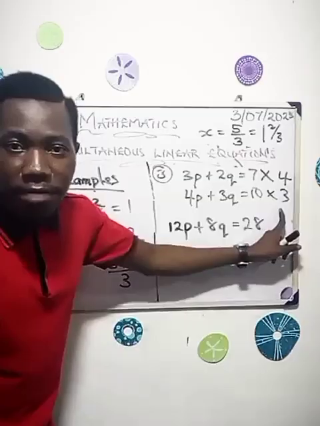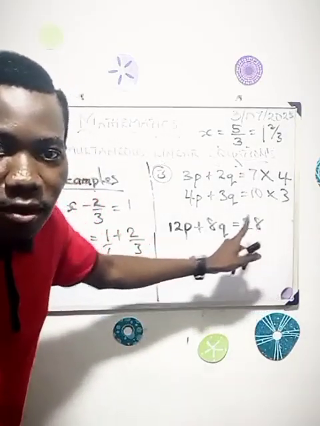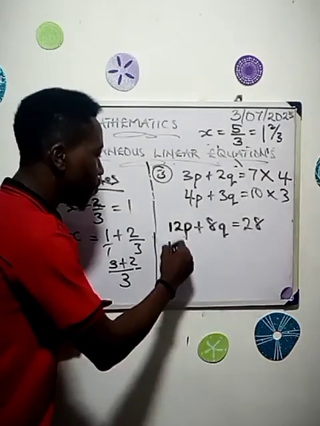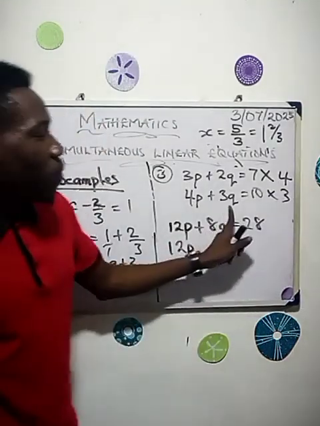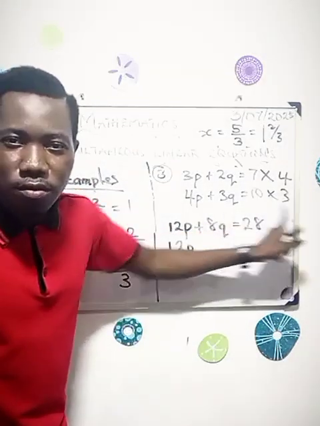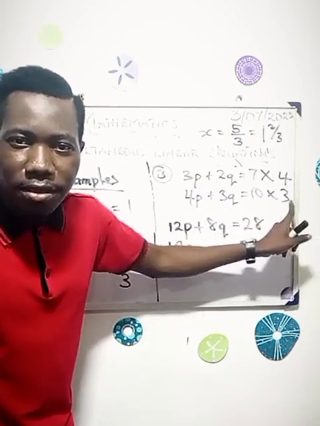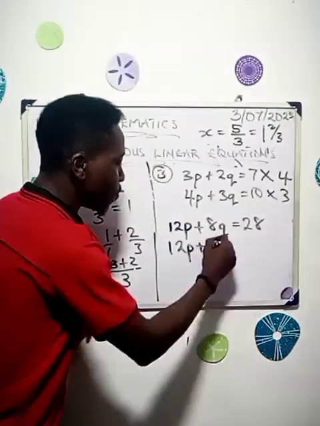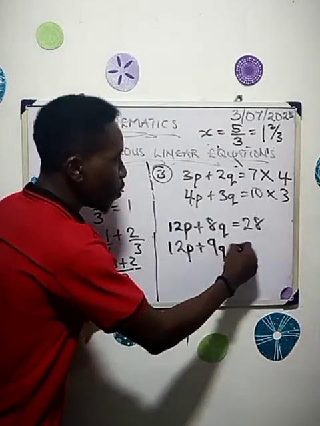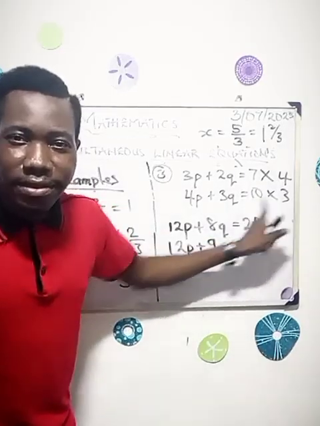Now what is 4p times 3? 12p. What is plus 3q times 3? That's plus 9q, right? Plus 9q. What is 10 times 3? 30.